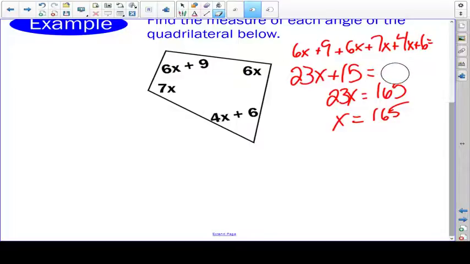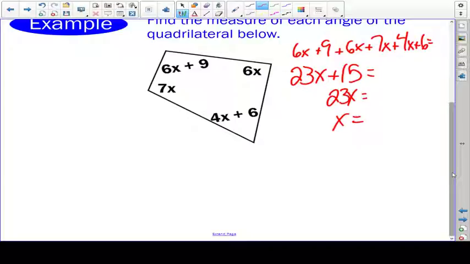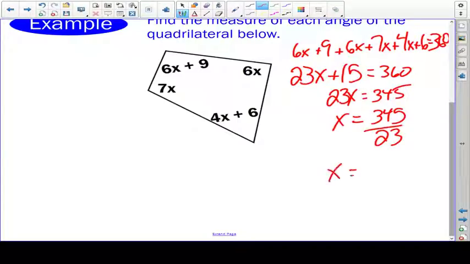But I need to make some corrections here because a quadrilateral adds up to 360. My bad. Let me fix that right now. I'm so sorry about that. So this is 360. And when we subtract 15 from 360, we get 345. 345 divided by 23. X equals, what's 345 divided by 23? It's 15 degrees.